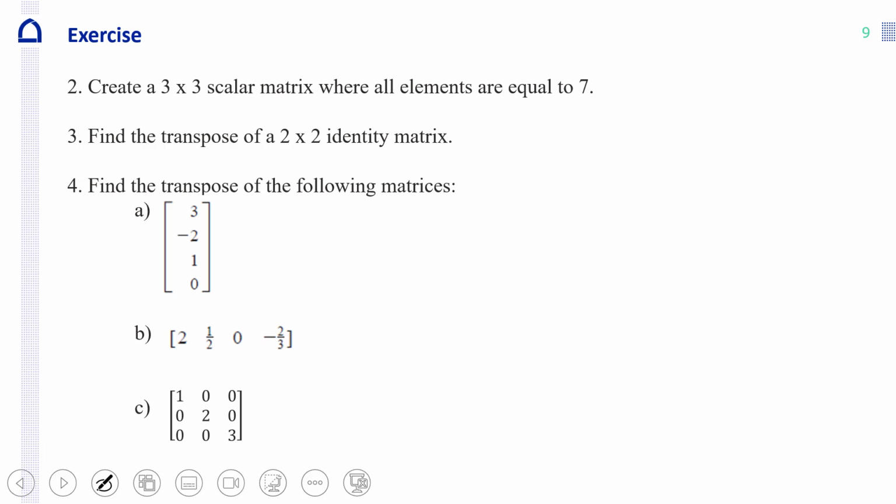Now, it is asking you to create a 3 by 3 scalar matrix where all diagonal elements are equal to 7. 3 by 3 means I have a matrix with 3 rows and 3 columns. And all elements equal to what? 7, a scalar. Scalar means 7, 7, 7 on the diagonal and 0 elsewhere. Is it correct?